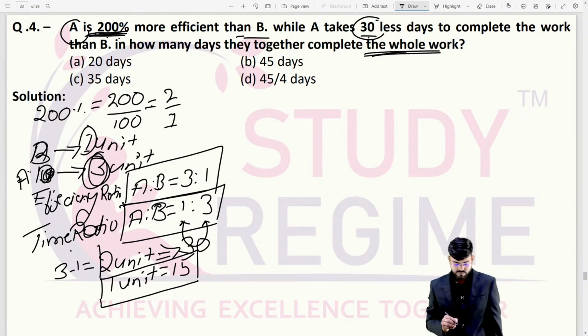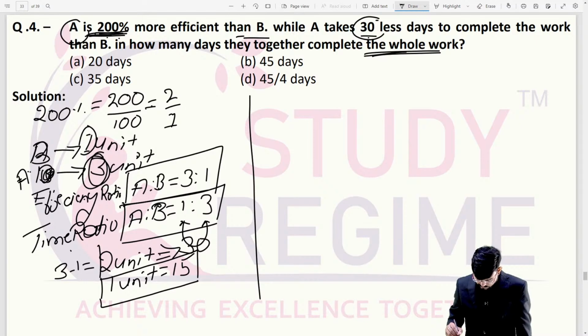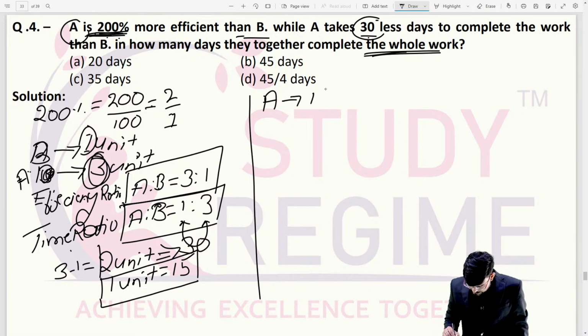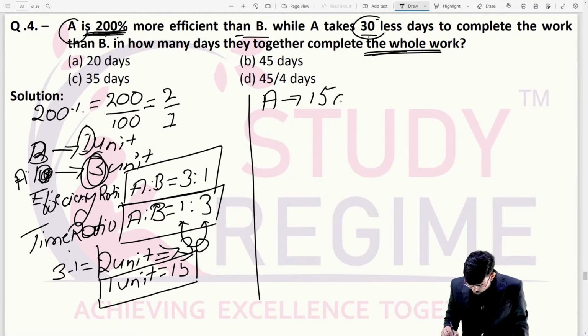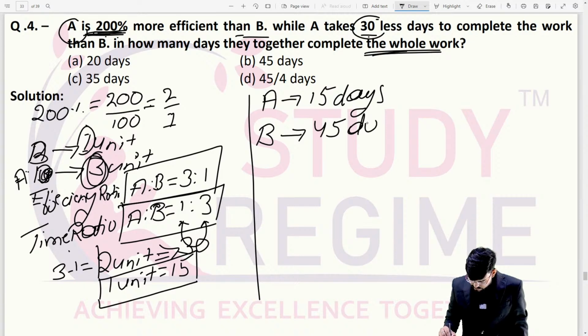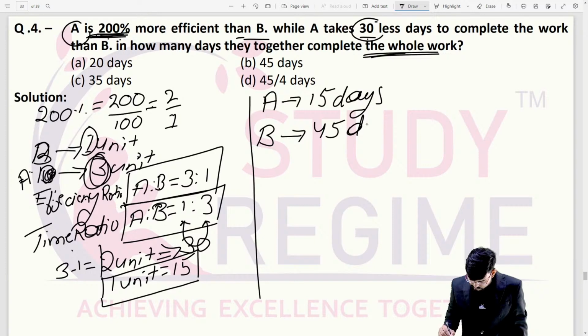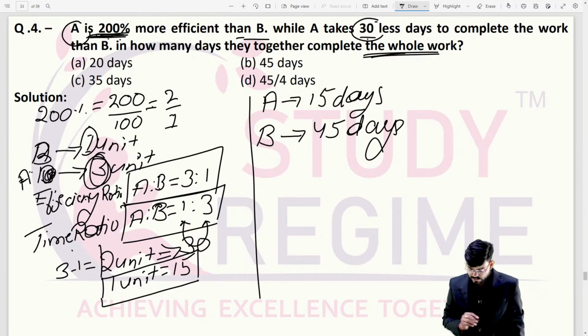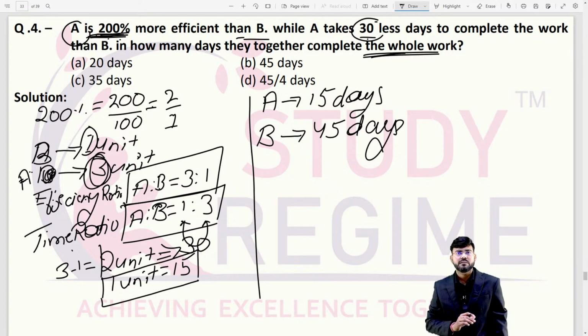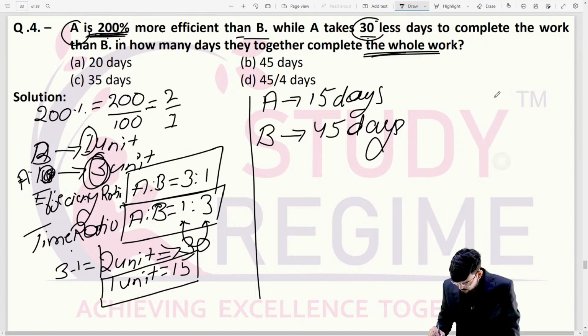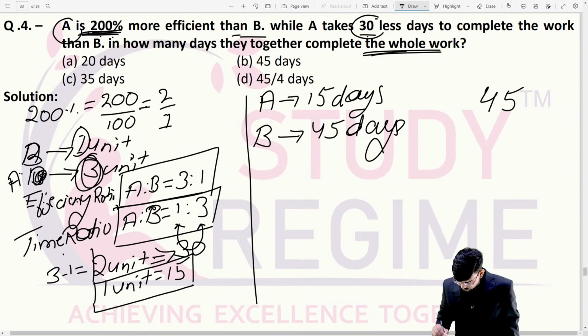Clear? Now you will proceed with the question. If 1 unit is representing 15, then A can complete the work in 15 days and B can complete the same work in 45 days. So what will you take? You will take the LCM of 15 and 45. You will get 45. So the amount of work is 3 and 1.